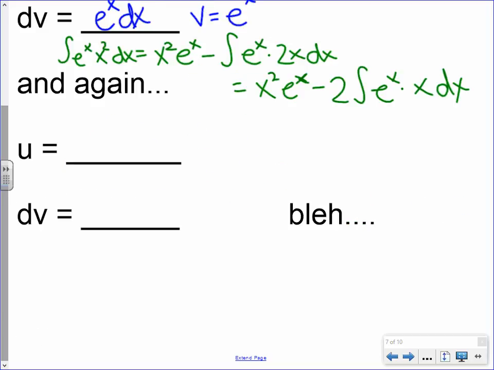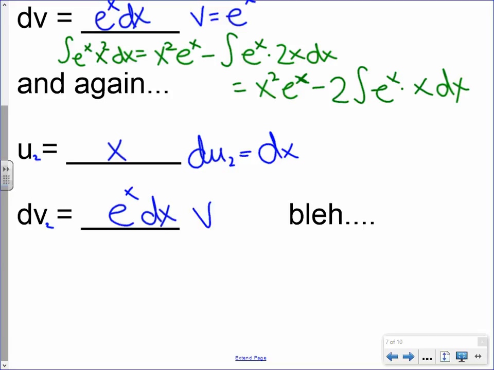We would have to let u, and this is for the second time, right? u would equal x, and dv would be e to the x dx, right? So du would be dx, and v would be e to the x, right? This is something that we did on a couple slides ago.